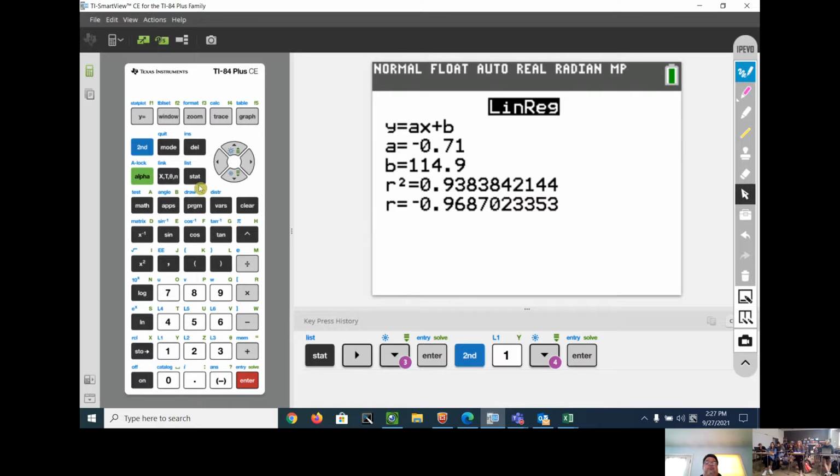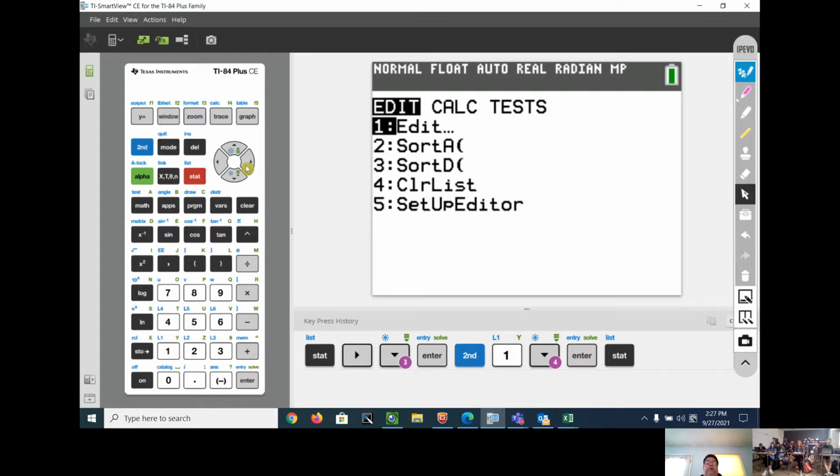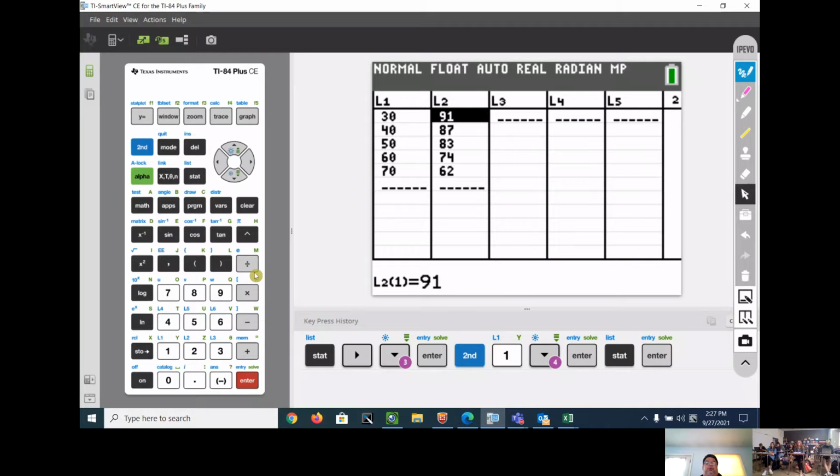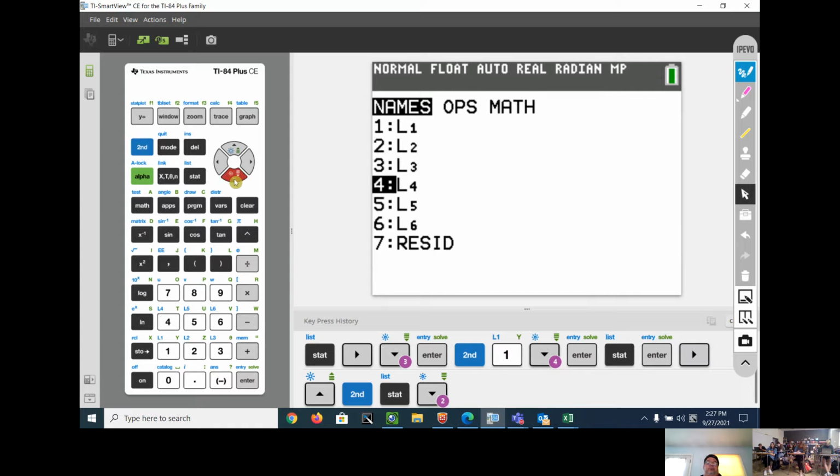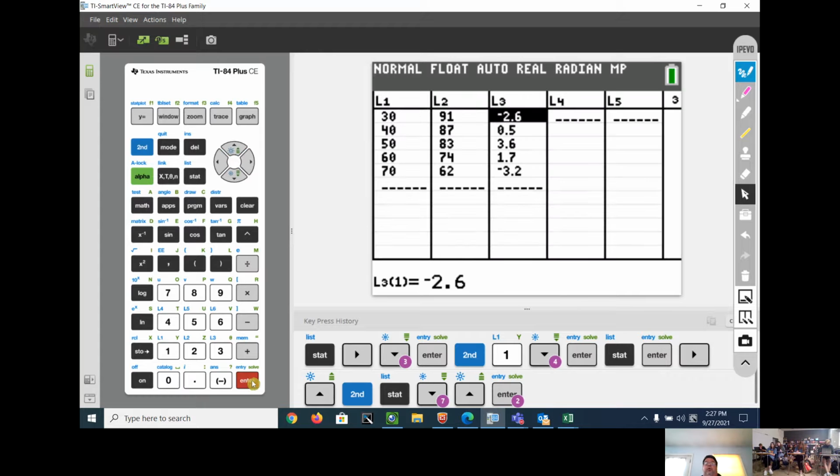So you go to stat, go to edit, and what are we supposed to do in L3? You're supposed to get your residuals. So that is second, stat, go down to residuals, hit enter, and hit enter. There's your residuals. Those are your yellow lines.